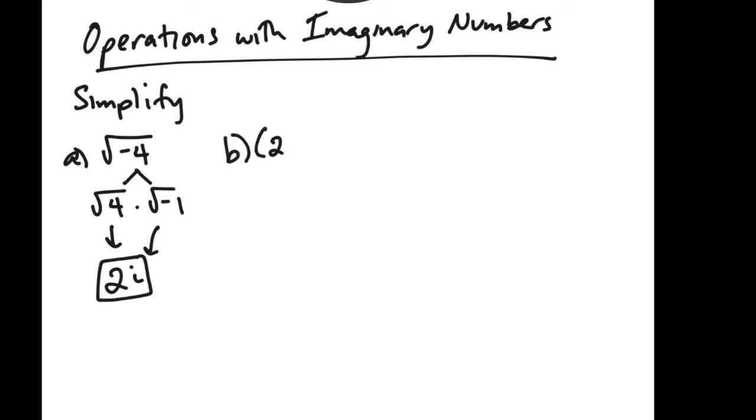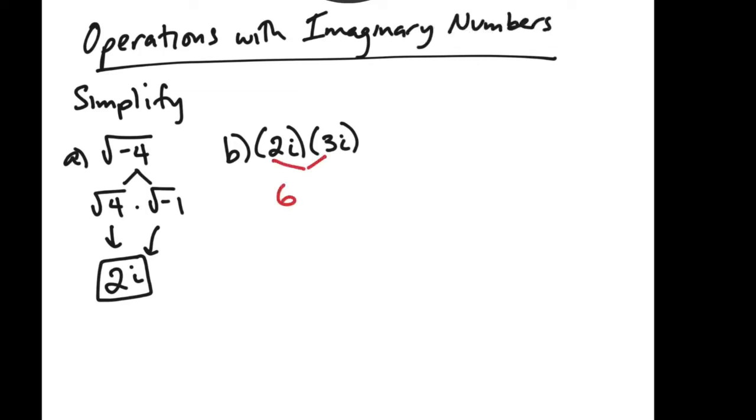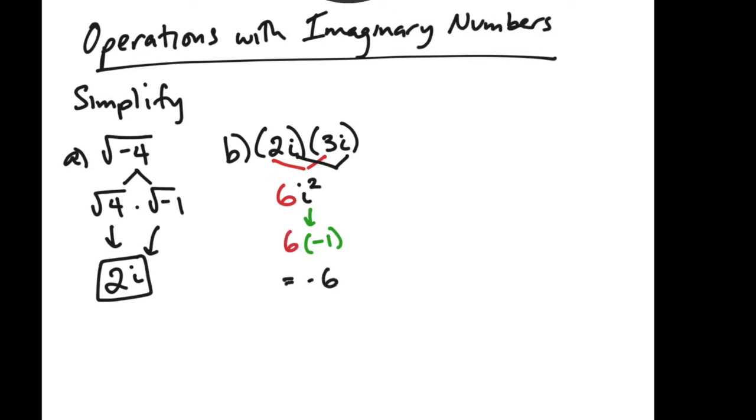What if we had 2i times 3i? Well, 2 times 3 is 6. i times i is i squared. And i squared is -1. So 6 times -1 is just -6.